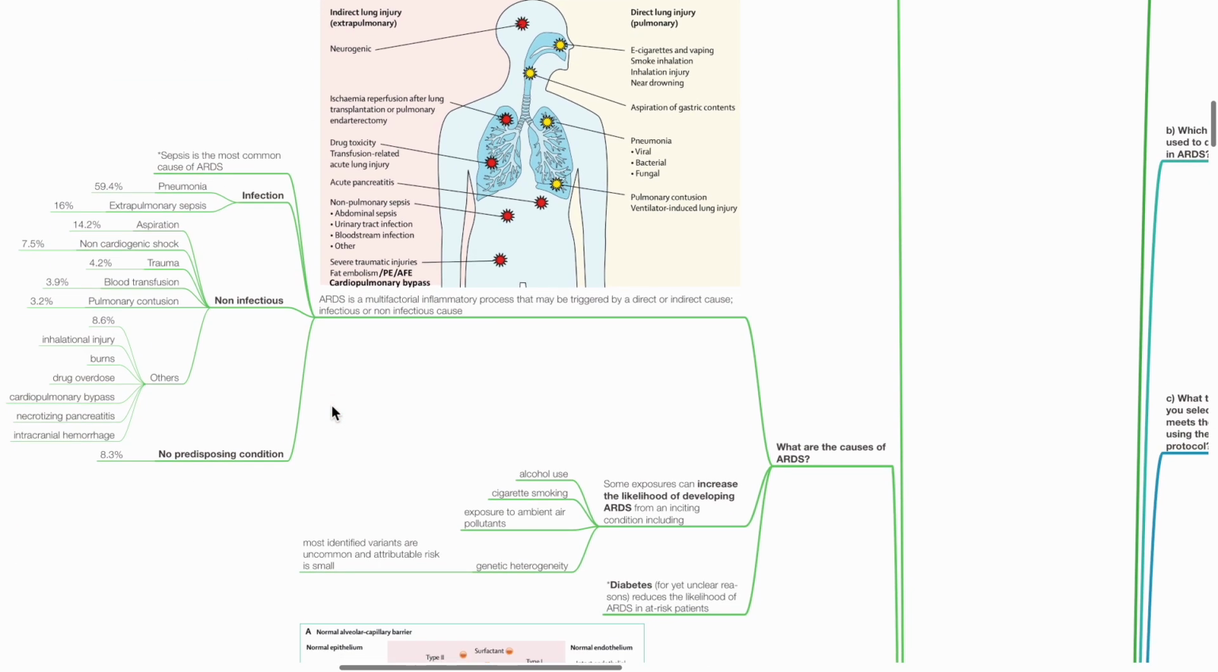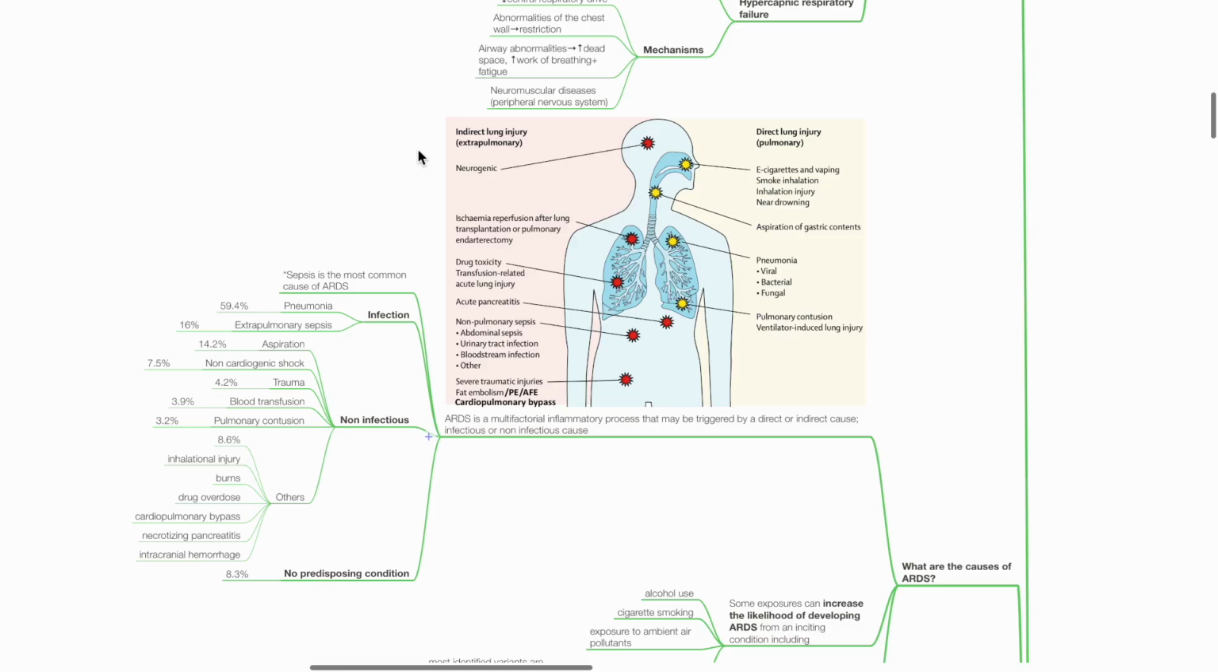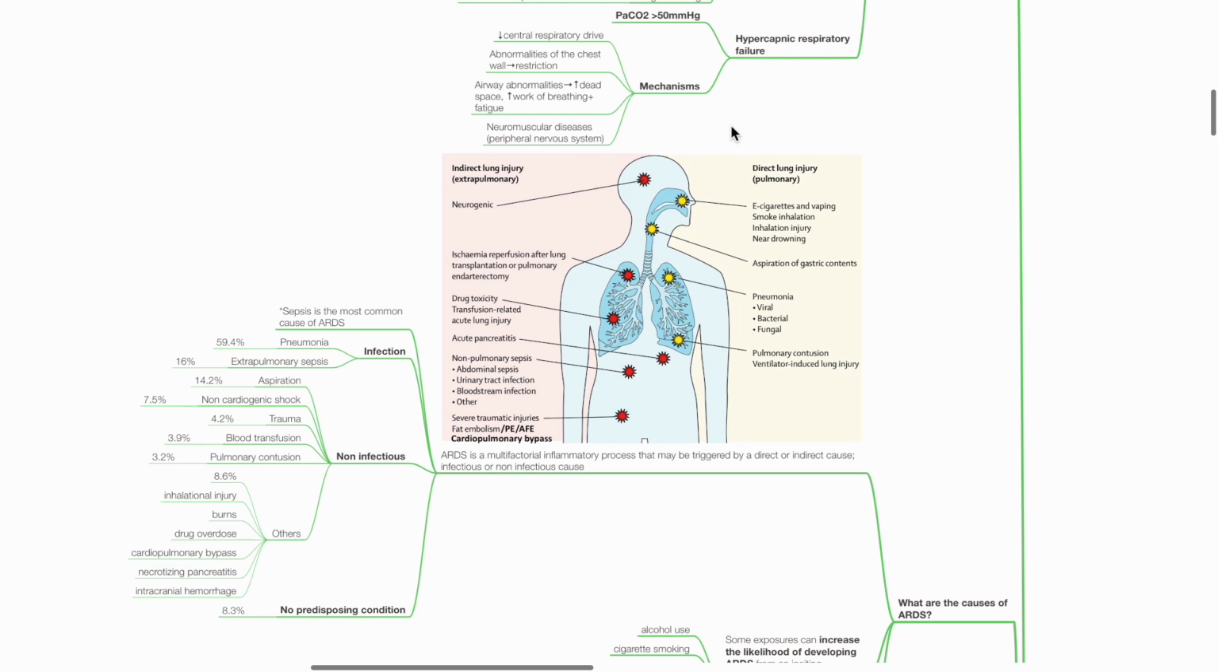What are the causes of ARDS? Causes may be classified as those causing indirect lung injury and direct lung injury. Causes of direct lung injury include e-cigarettes and vaping, smoke inhalation, inhalational injury and near drowning, aspiration of gastric contents, pneumonia, pulmonary contusion, and ventilator-induced lung injury.